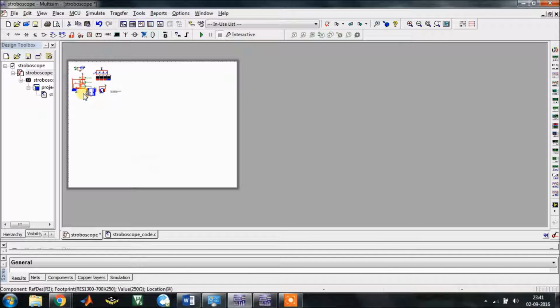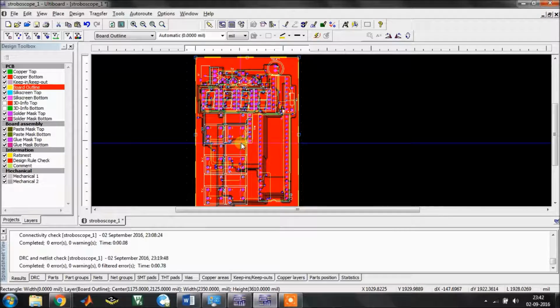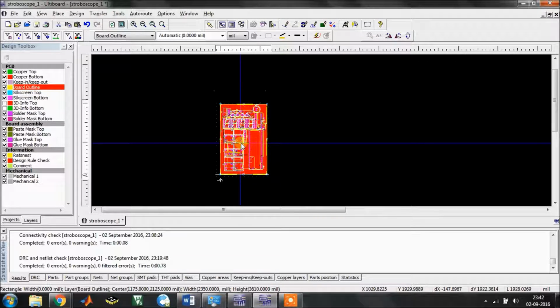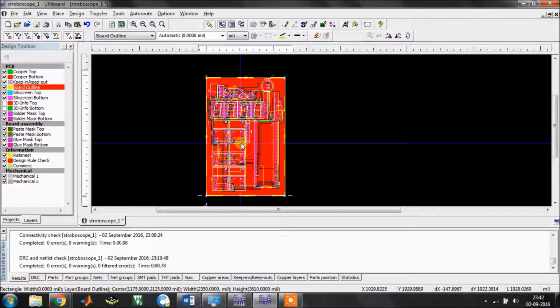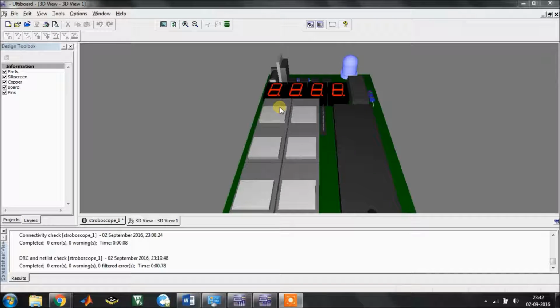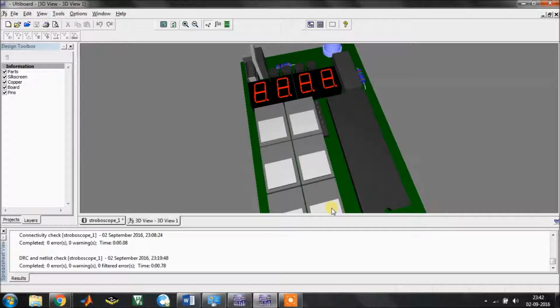It's so simple. So this is my final PCB design. I have made it in Ultiboard. This might not make any sense to you when you look at it for the first time, but I will show you the most interesting part of Ultiboard, and that is the 3D mode. So this is what we are talking about.